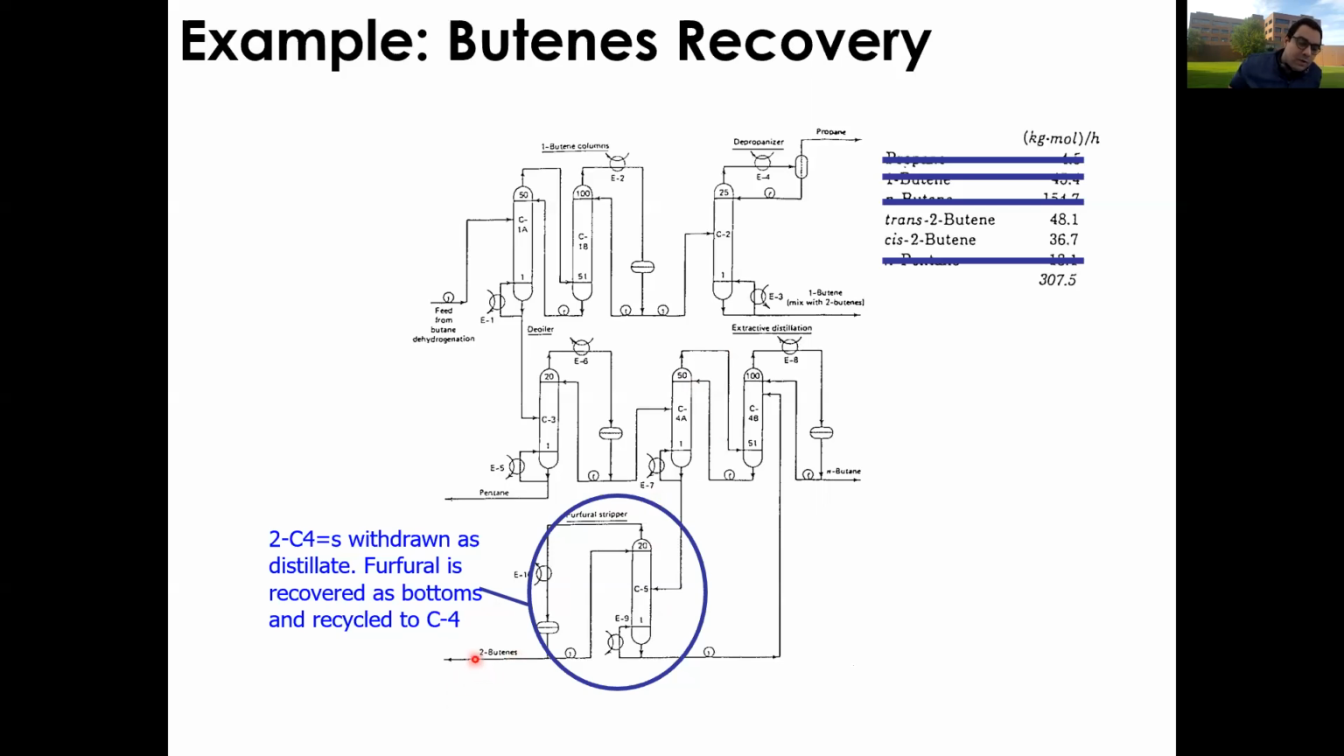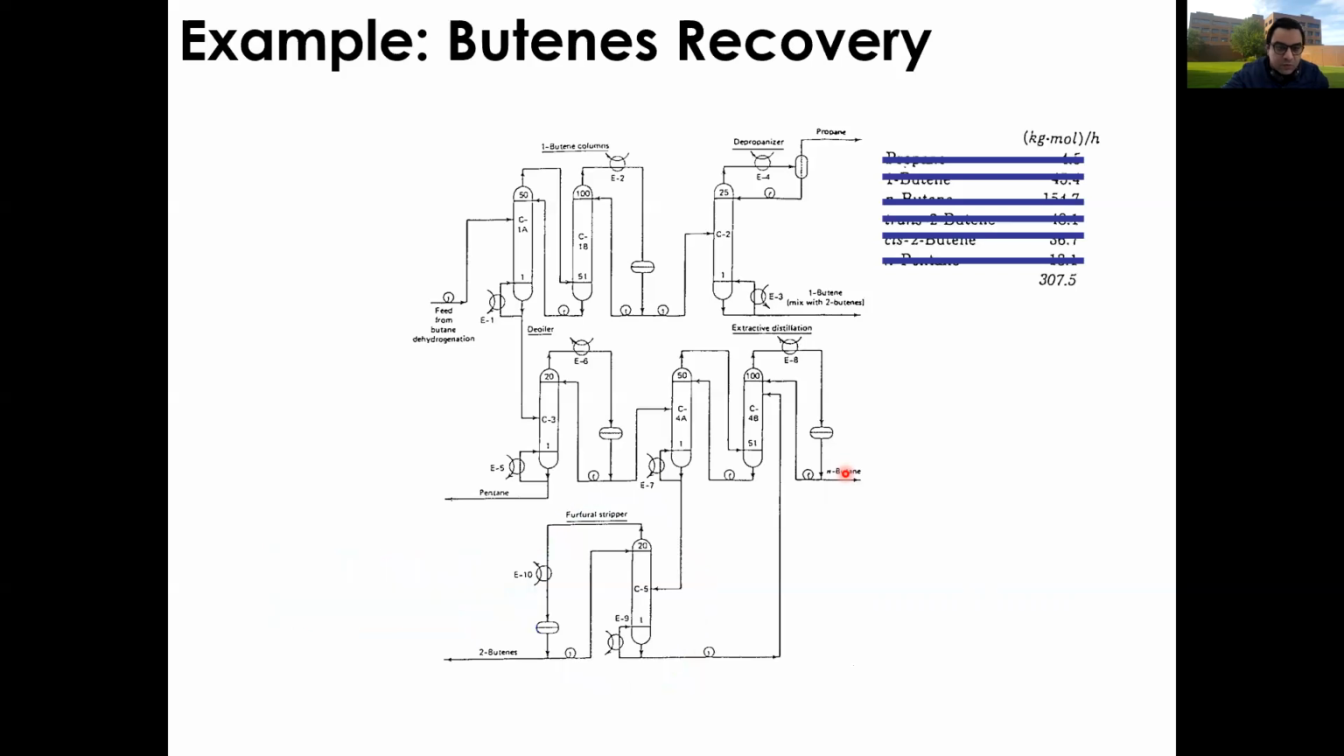So now I'm going to mix my two butenes with one butene to meet the design spec, and then I have my three pure products: propane, pentane, and butane. Okay, so this is the type of decision you need to get comfortable with when talking about distillation columns. We're going to cover this next week in detail, but just try to prepare yourself for this type of thing. Okay.